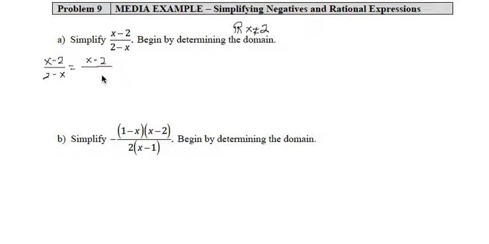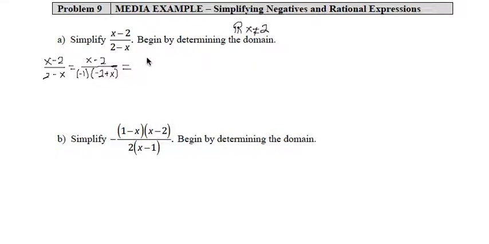So what I'm going to do is take the denominator and factor out a negative 1 from each term. If I do that, what I have left is negative 2 plus x. Let me extend that fraction bar there. Negative 1 times negative 2 is 2. Negative 1 times x is negative x. So all I've done is rewrite the denominator with the negative 1 removed.